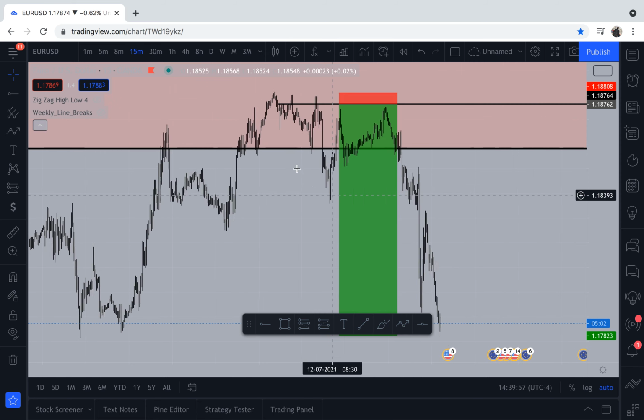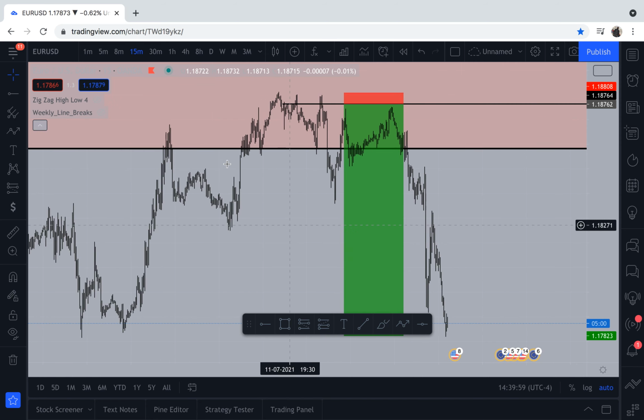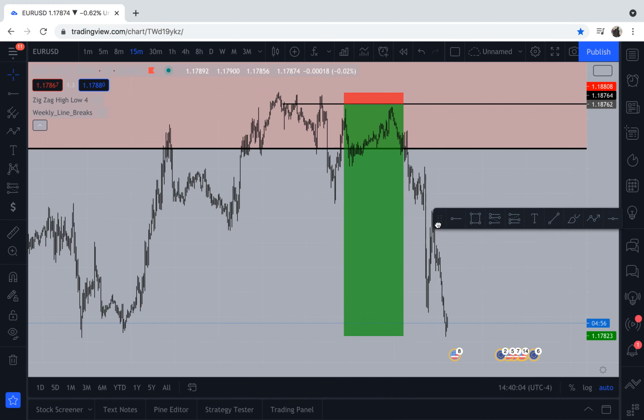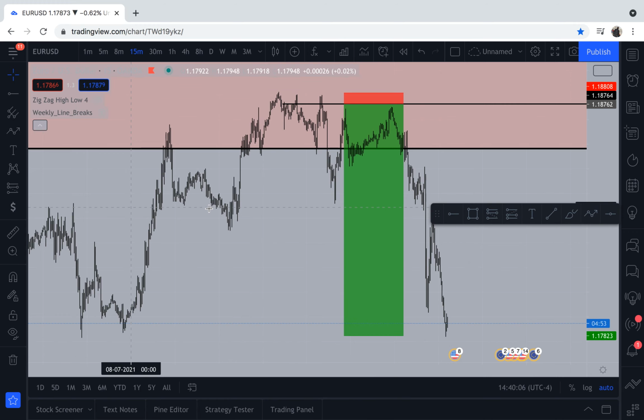Of course, we would have definitely been taking partials. I wouldn't have just rolled this all the way 1 to 20. I don't have balls of steel like that, but we would have taken partials probably at each low, here and there.